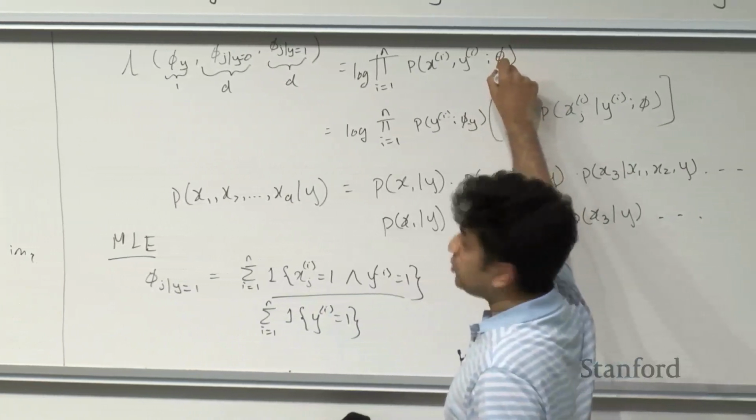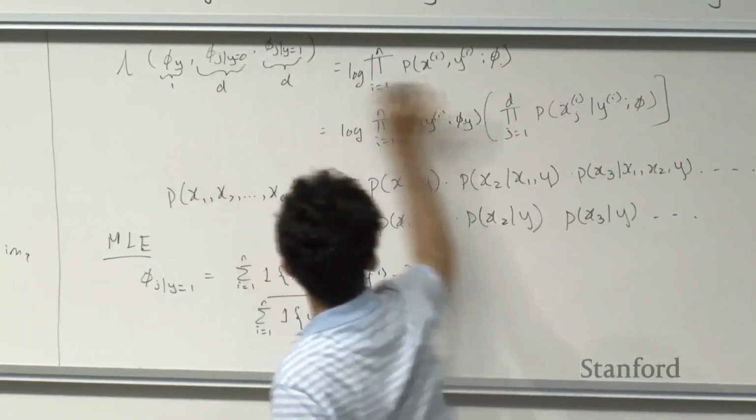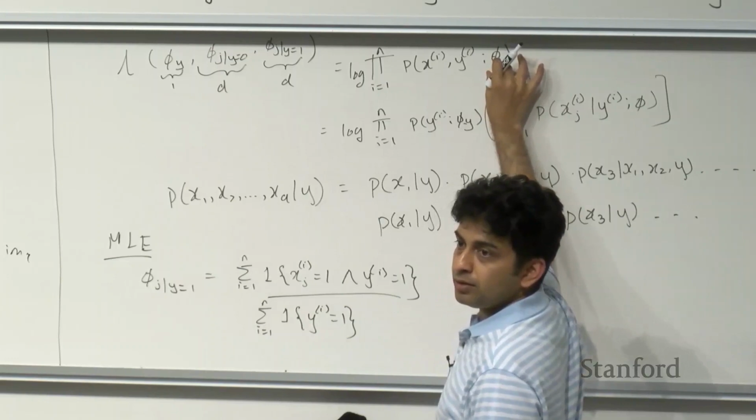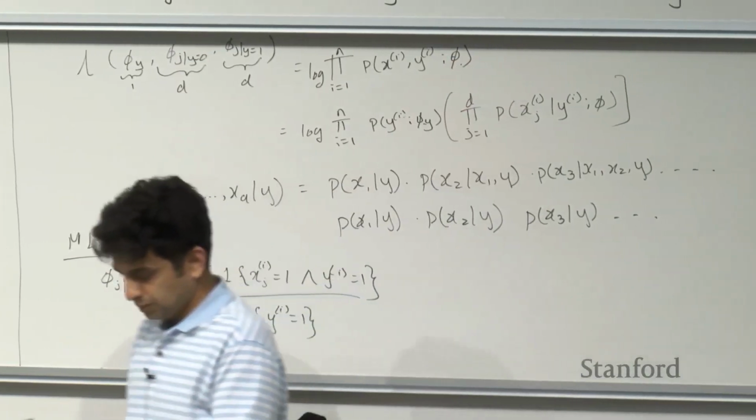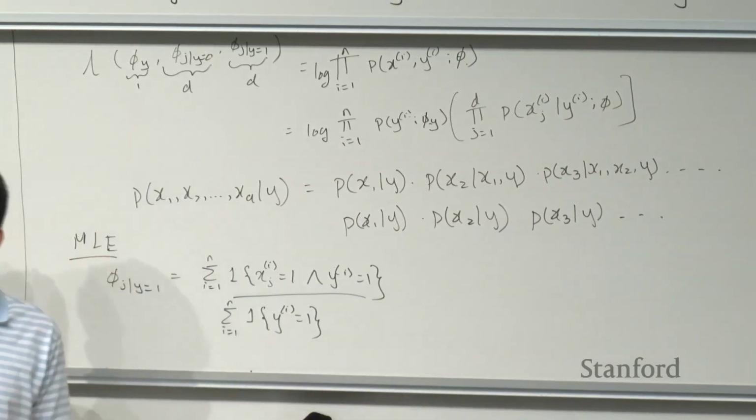This phi is basically the full collection. I've just written it as phi. It's 2d plus 1. Yes, question?